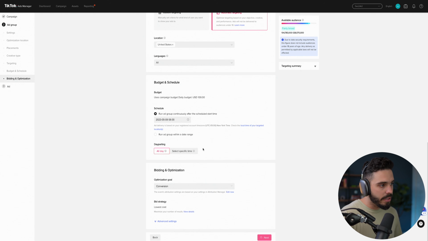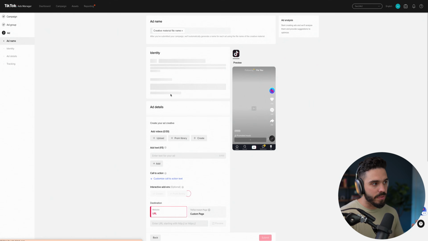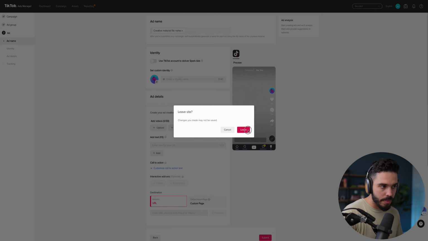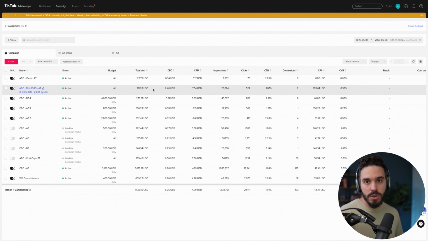And then what we're gonna do is leave the optimization on conversion and go ahead and hit next. And then here, we'll select 3 ad creatives. Then we would duplicate that ad group 9 more times so that we could have 1 campaign, 10 ad groups, and 3 creatives per ad group. So that's how you start those initial campaigns.